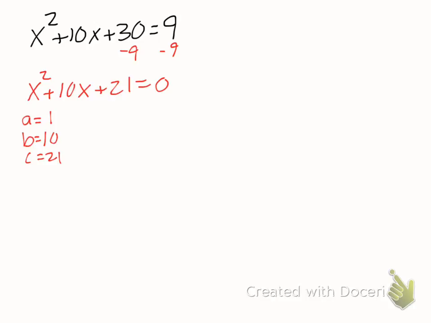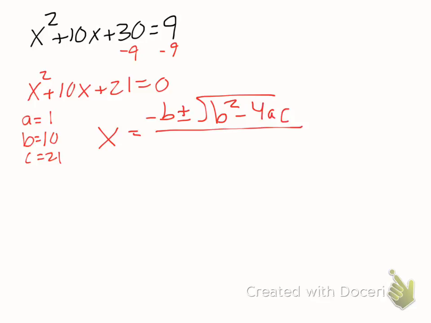Because our original formula is ax squared plus bx plus c. So anytime there's a minus sign, it should be negative. And the next step is write down the formula. What's the formula? Negative b plus or minus square root b squared minus 4ac all over 2a. Okay? Commit that to memory.